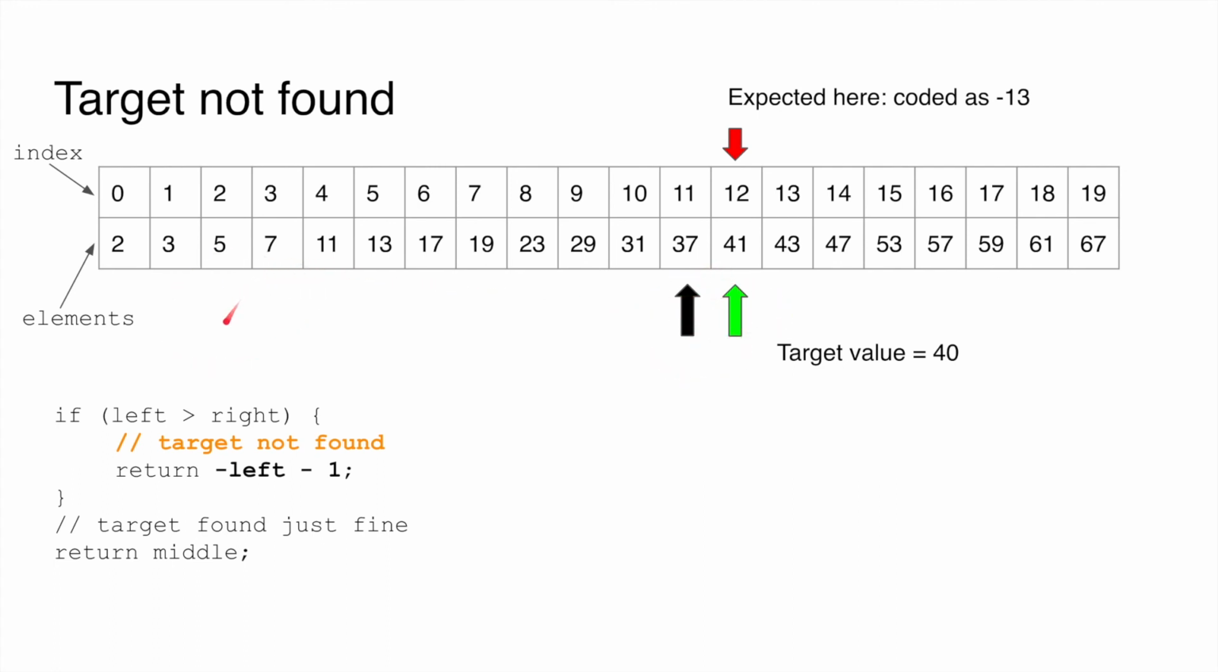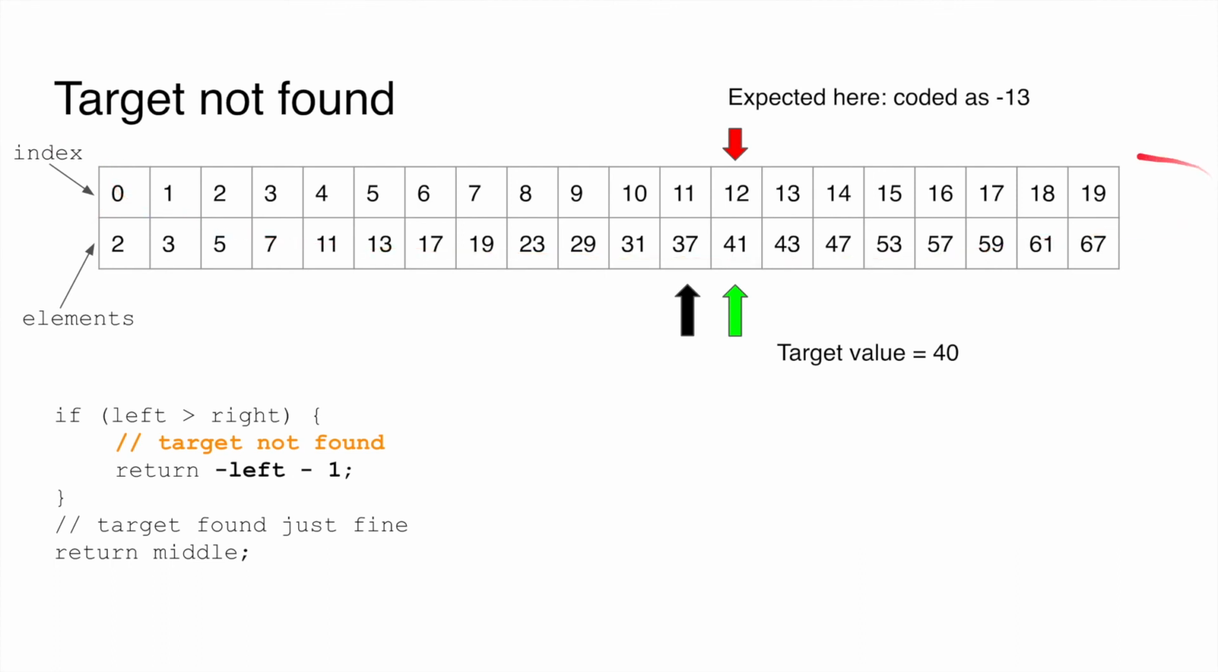So I'd have all my code, I exited down. This tells me whether or not I found my target. If left is greater than right, the target's not found, negative left minus 1. So here is left at 12, negative 12 minus 1 is 13. Yes, that totally works. But I like to check my boundary conditions.